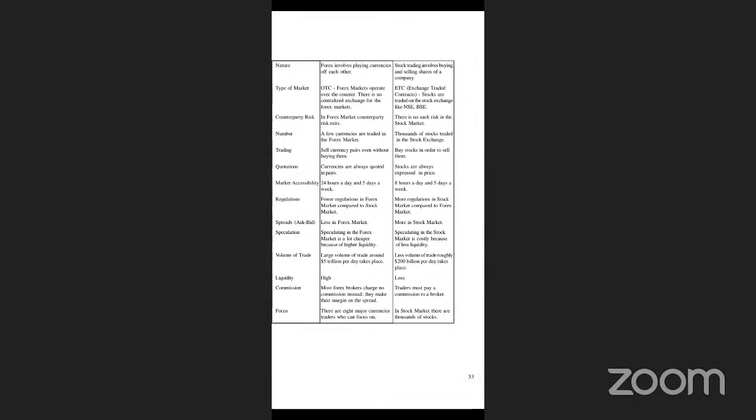Next, we have trading, that's buying and selling. You can sell currency pairs even without buying them. Here in the forex international market, you can sell without any intention to buy them. But in stock markets, you buy stocks in order to sell them. The basic, fundamental function of the stock market is buying and selling of stocks. Quotations: currencies are always quoted in pairs here, but stocks are always expressed in price.